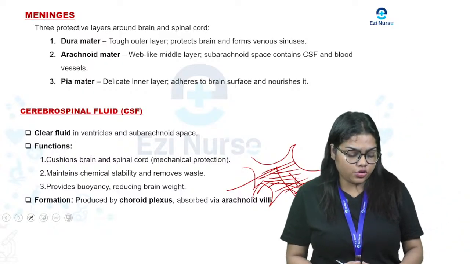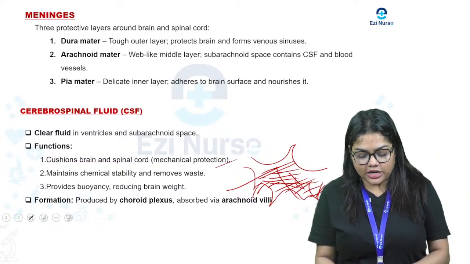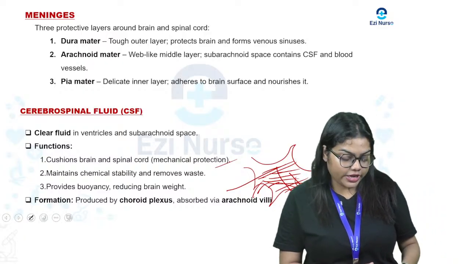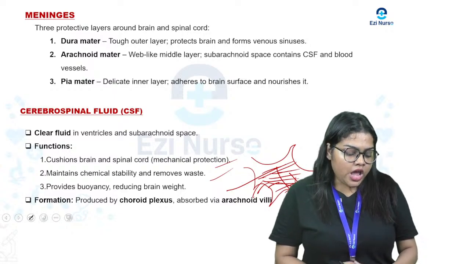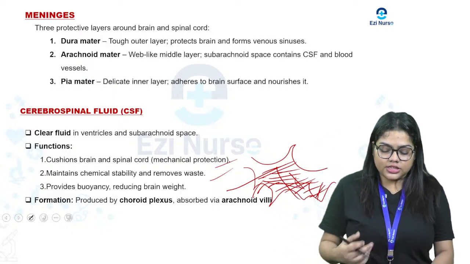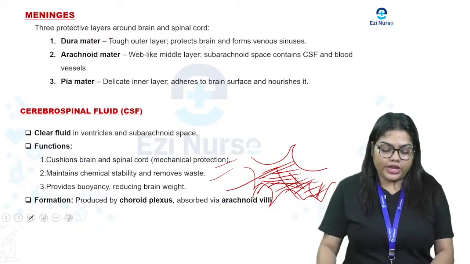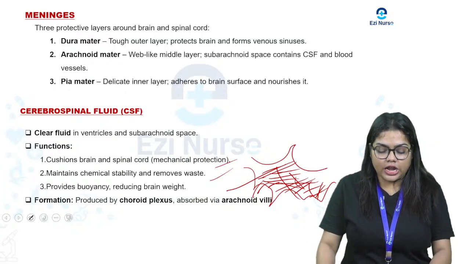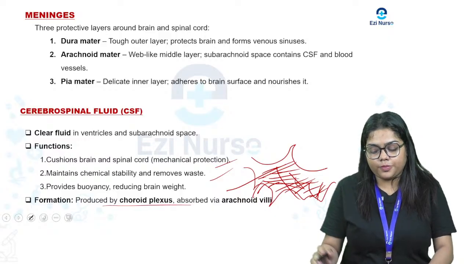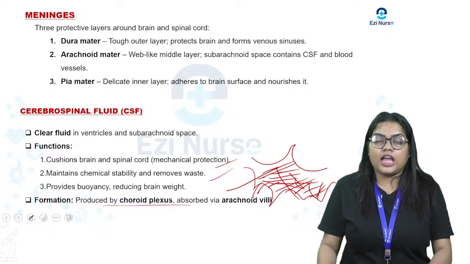The function is to cushion the brain and spinal cord for mechanical protection, maintain chemical stability and remove waste, and provide buoyancy, reducing the brain's weight. Okay, so this is the function of the cerebrospinal fluid. How is it formed? It is produced by the choroid plexus and absorbed via the arachnoid villi.